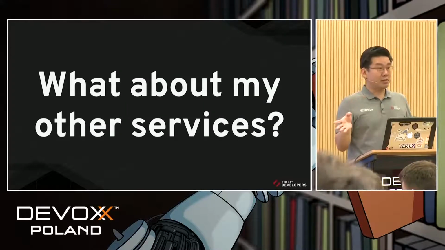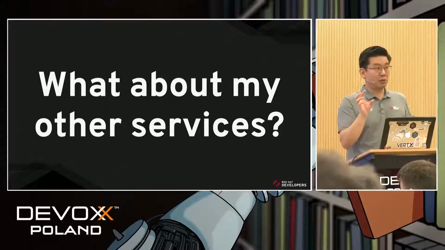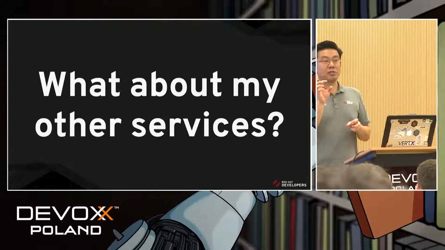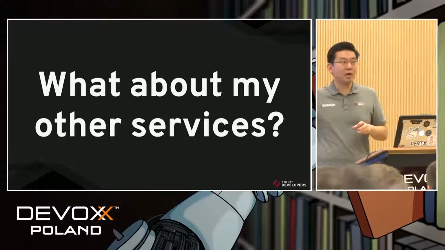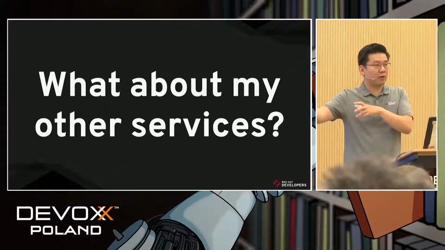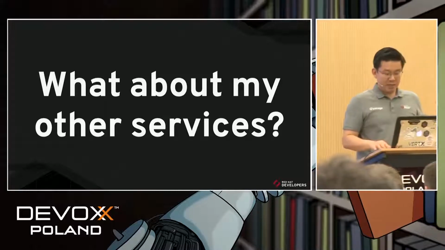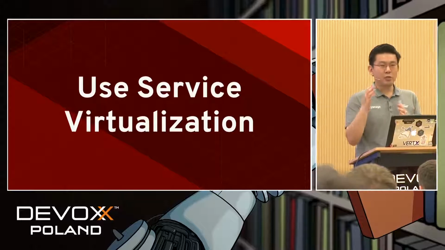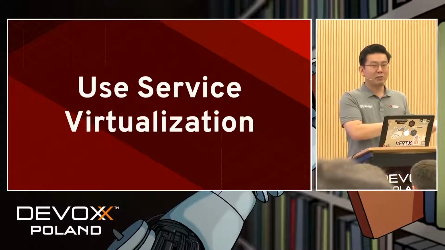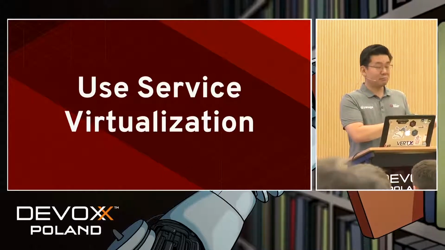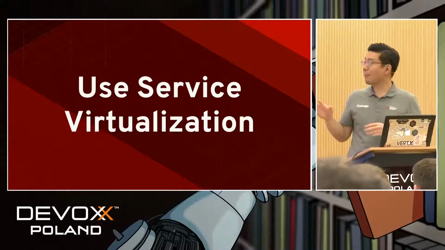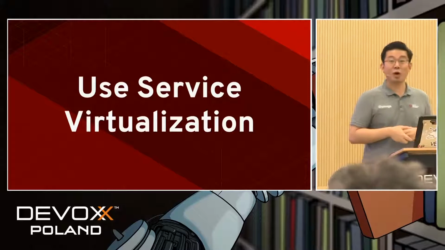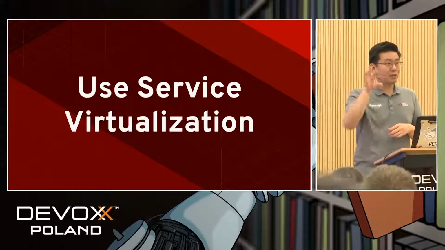What about my other services? Well, sometimes you want to mirror, and it's not just about the database. Maybe your new microservice is calling other endpoints too, but you don't want to disrupt those endpoints. How do you do that? Maybe the answer is you need to use service virtualization, which is an ancient technique created in the SOA times, like the 90s. I think service virtualization is a bad name because basically it's service mocking. You just create mocks for your service.